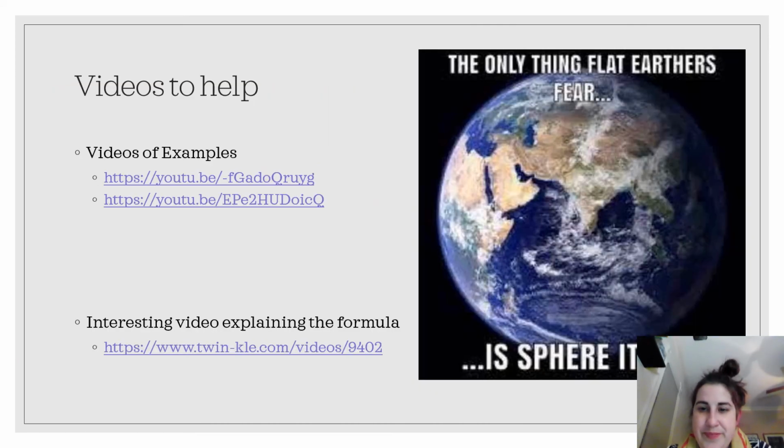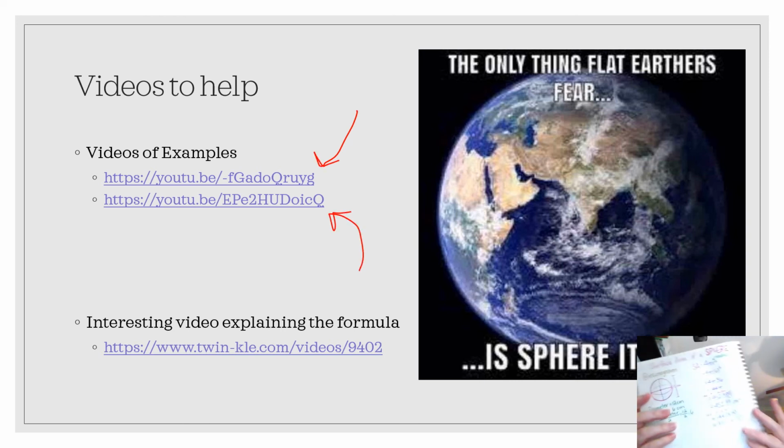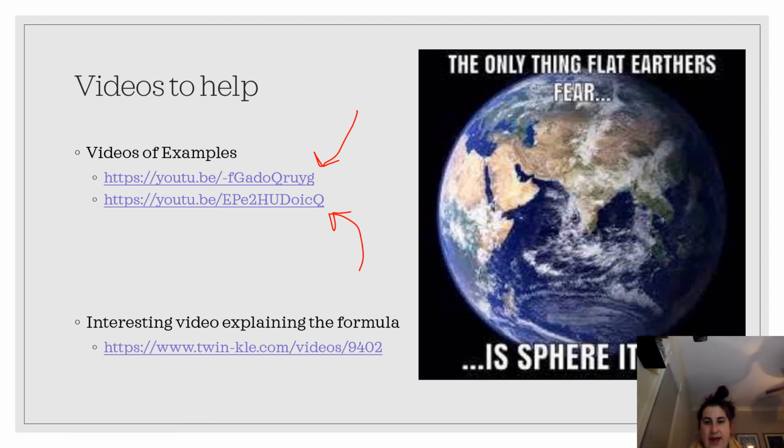Okay, so these are the two videos that I talked about that have the written examples of when I did this and when I did this one. And then this is the video that I was telling you guys about that explains a little bit about the theories of why it's 4 times the area of a circle.